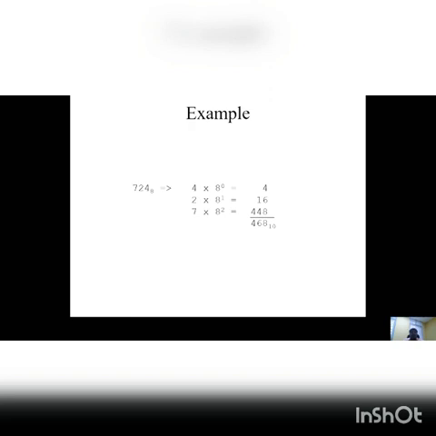We will multiply the last, that is the rightmost, digit 4 into 8 to the power 0, 2 into 8 to the power 1, and 7 into 8 to the power 2. So 4 into 8 to the power 0, that is 4 into 1, that is 4. 2 into 8 to the power 1, 2 into 8 equal to 16. 7 into 8 to the power 2 is 7 into 64, that is 448. So 4 plus 16 equal to 20, and 20 plus 448 equal to 468. So 468 is the decimal equivalent to 724.